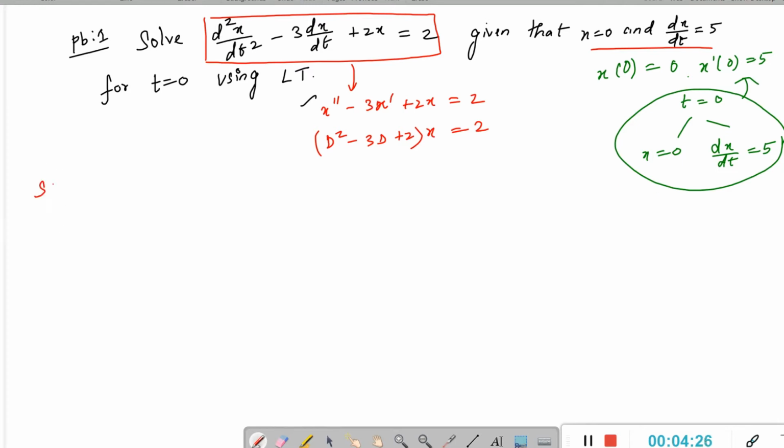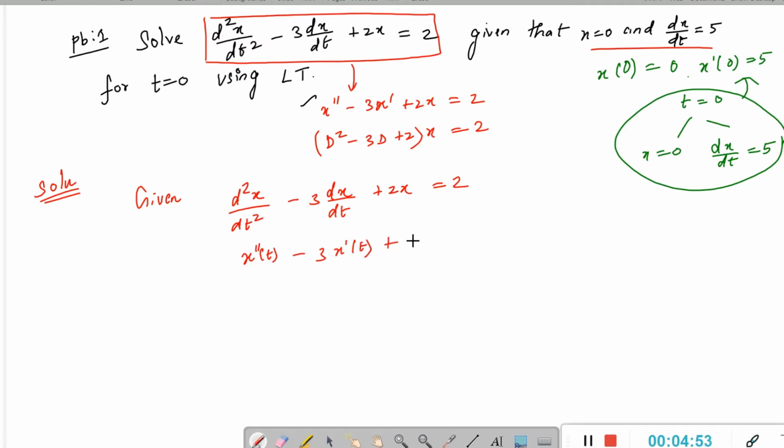Solution: given that d square x by dt square minus 3 dx by dt plus 2x equal to 2. We can rewrite this term as x double dash of t, minus 3 x dash of t plus 2 x of t, because x depends on t. That's why I have specified it here. Now I am going to take L, the Laplace transform, on both sides.